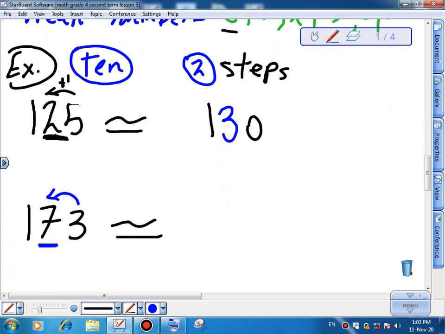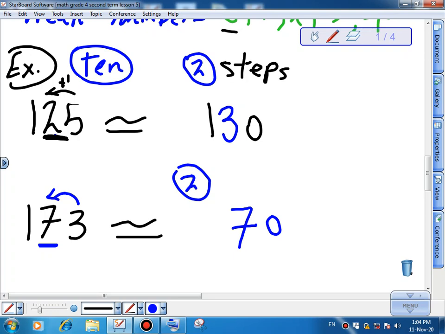Okay? So if the number is weak, just 2 steps. 3 is weak, just put 0 in place of 3. We will not increase the number 7 by 1 because the number 3 is a weak number. It's a weak number, so we will not increase the number 7. 7 will be 7, as it is.